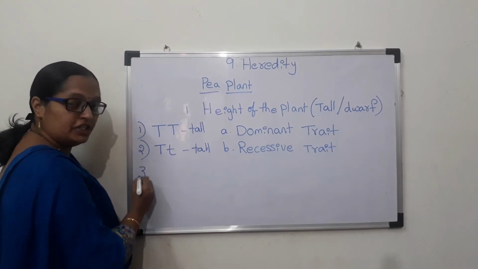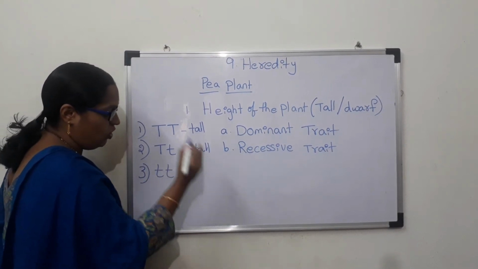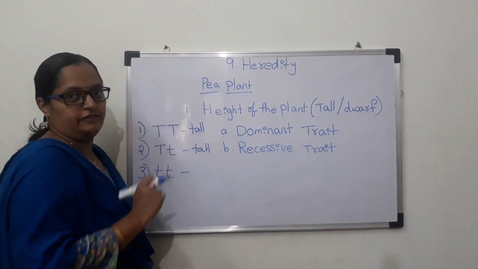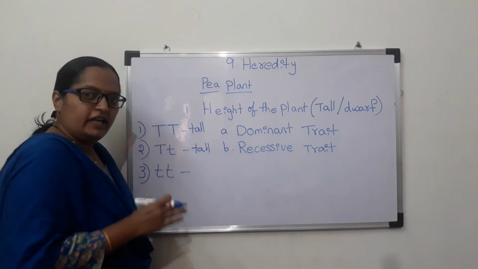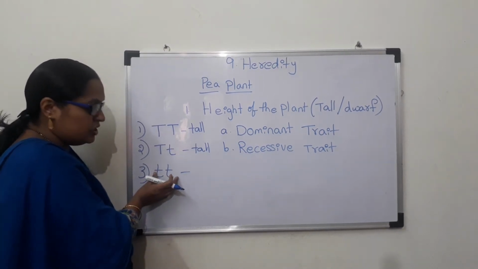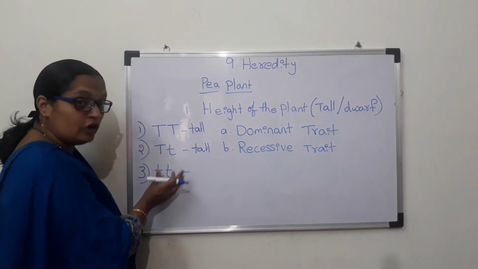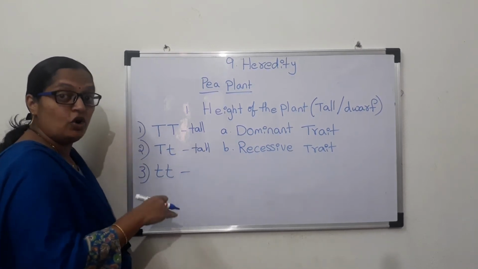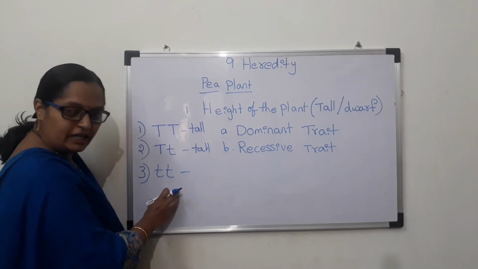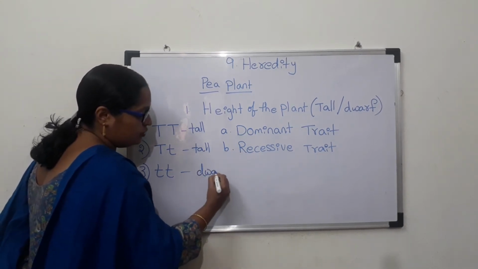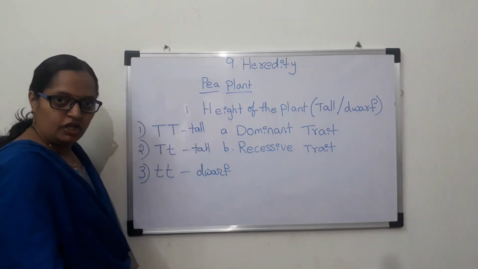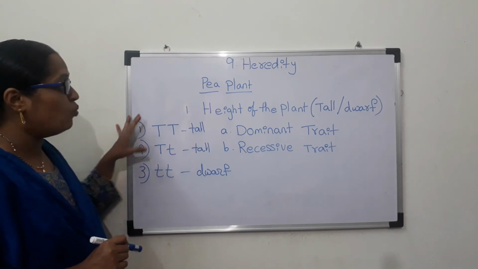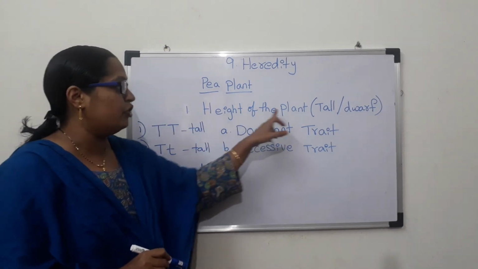Third type of combination, it is small t, small t combination. The pair of genes here are both recessive. Then the character which is expressed by this pair of genes is also recessive. So, the plant is dwarf. These are the three types of combinations regarding one character of the plant, that is the height of the plant.